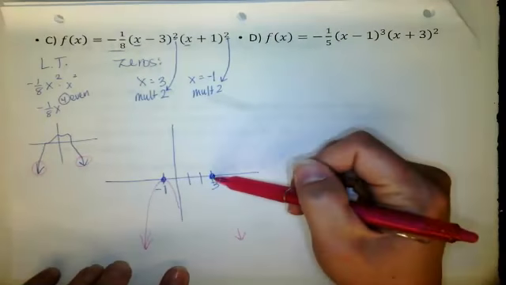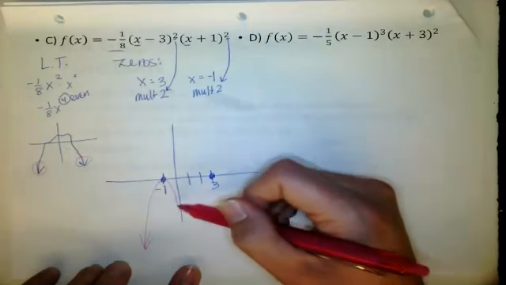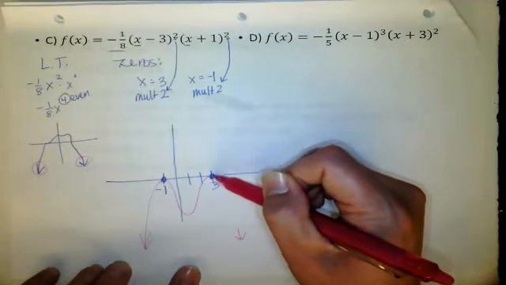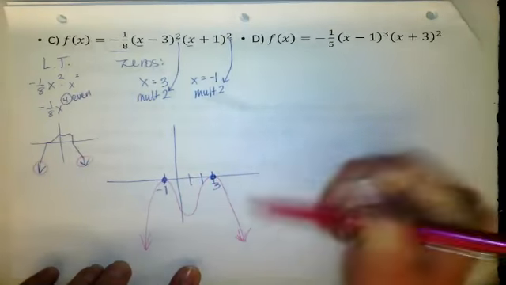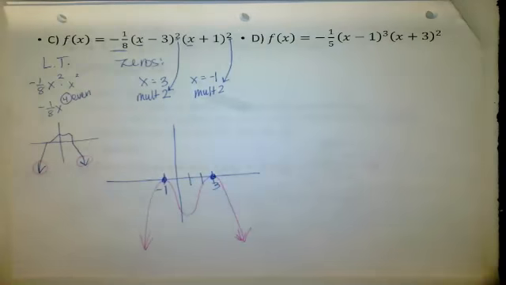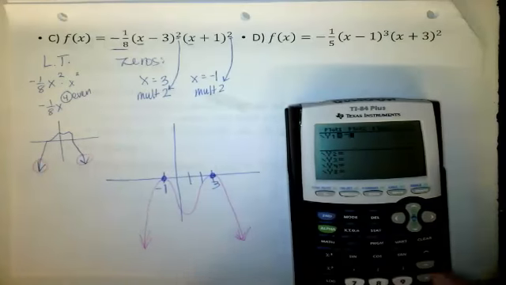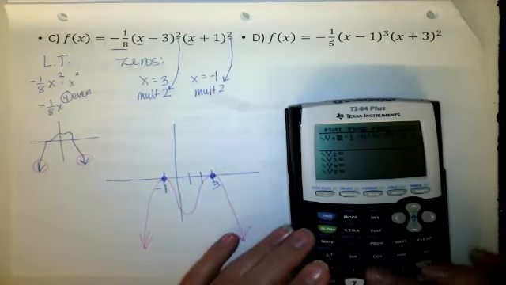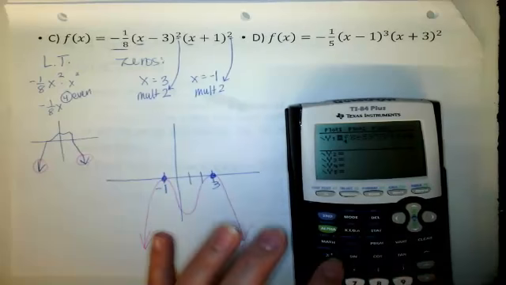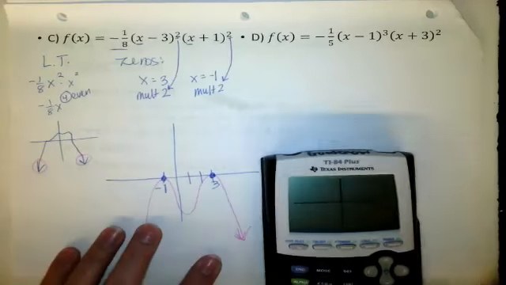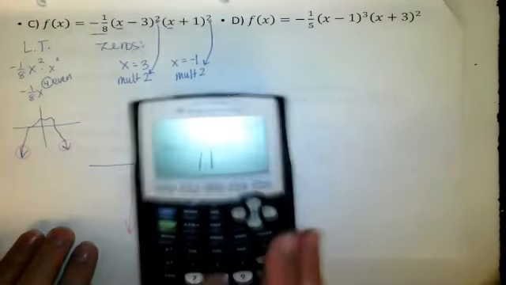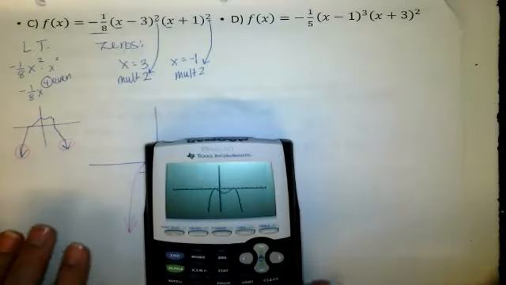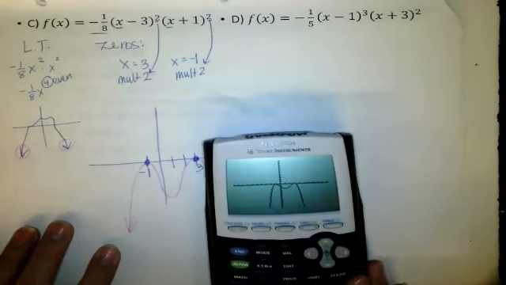And then what do I have to do at the 3? Same thing. I've got to turn around and make a little parabola to bounce off that 0. Yep. Cool. It's two little parabolas. The equation is x minus 3 quantity squared times x plus 1 squared. There it is.